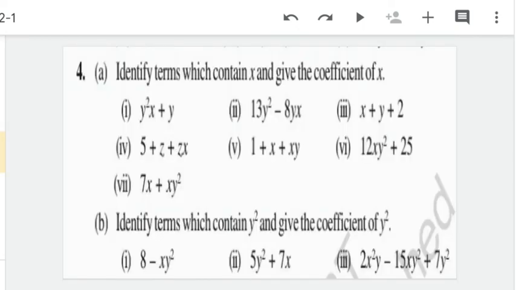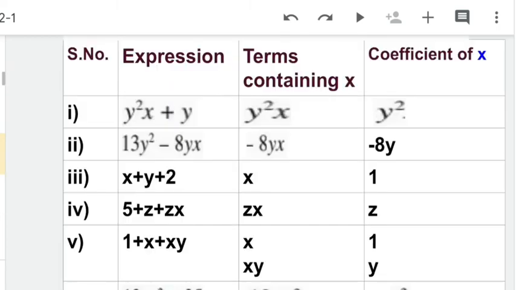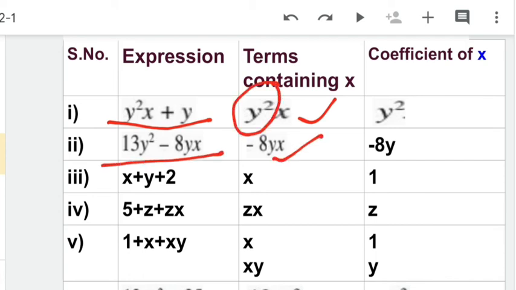Now the fourth question is we have to identify the coefficient of x, and in the second part we have to identify the coefficient of y square. So let's have a quick look at the A part. Here we have to take only that term which contains x. So here we have y square x, so the coefficient of x is y square. In the second expression we have minus 8yx, so the coefficient of x is -8y.